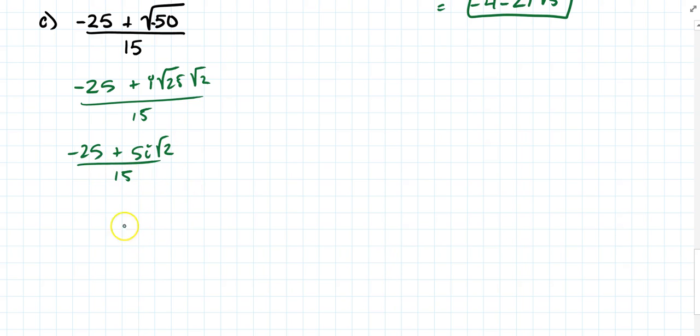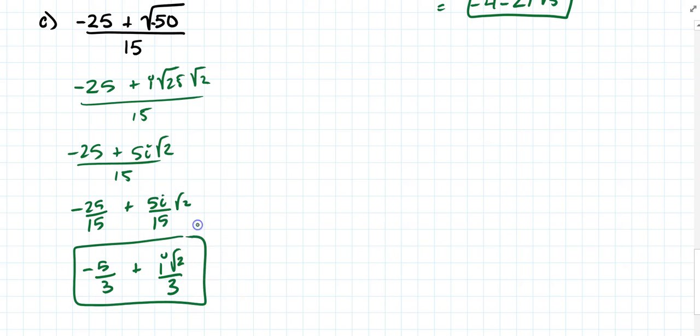I can break up my fraction to negative 25 over 15 plus 5i over 15 rad 2. Simplifying this, negative 25 over 15, that's negative 5/3. And then 5 over 15 is a third, so I'm going to have i root 2 over 3. And you can leave it just like this. This is totally fine.